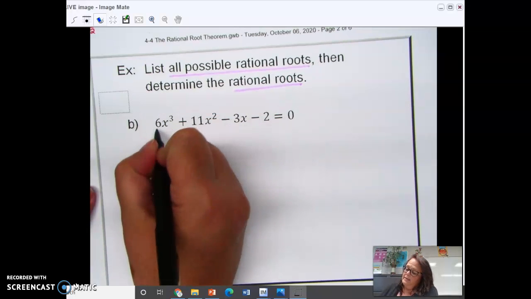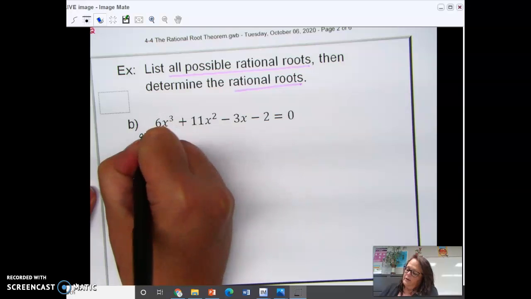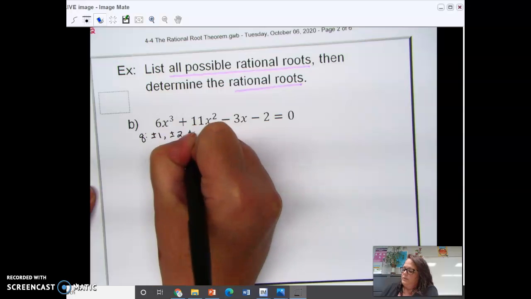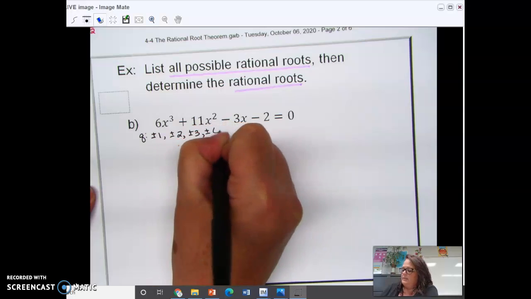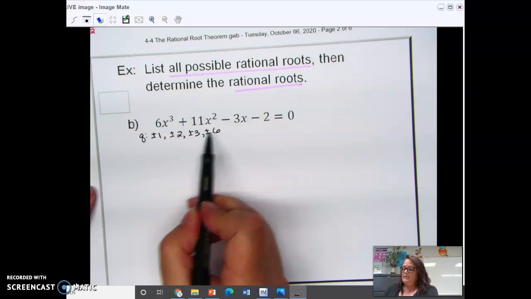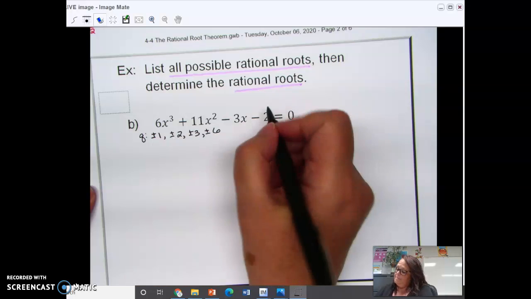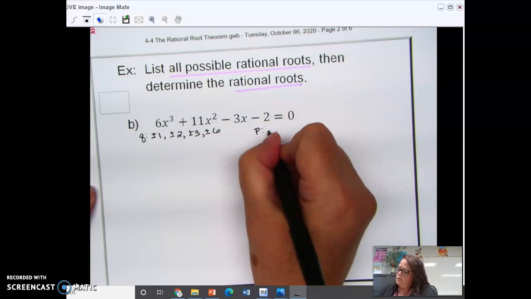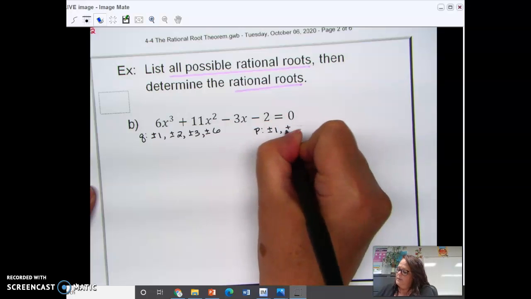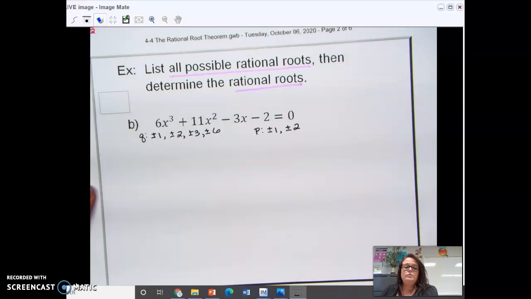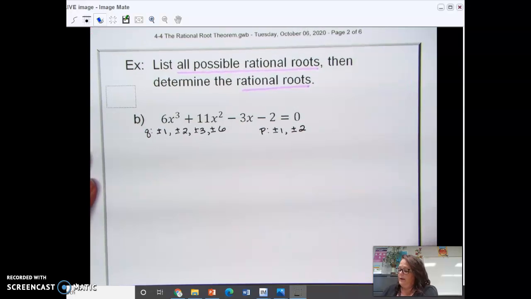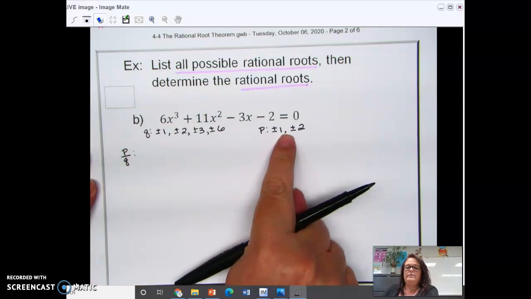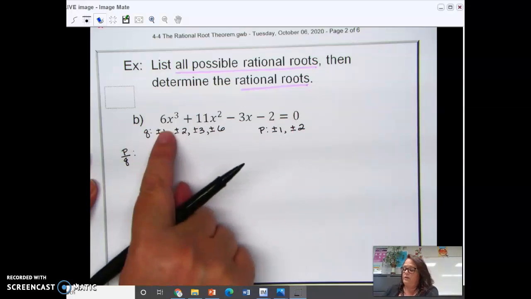So this is my a sub n, so my q values are going to be plus or minus 1, plus or minus 2, plus or minus 3, and plus or minus 6, because 1 times 6 is 6, and 2 times 3 is 6. Then here, my p-values always come from my constant, so 2 is plus or minus 1 and plus or minus 2. Because 2 is prime, it's only 1 and the number itself, okay? So my p over q's are going to be all the combinations of these p-values over these q-values.